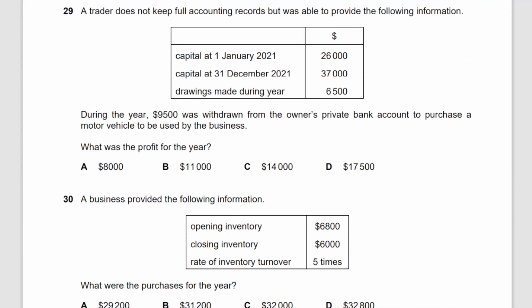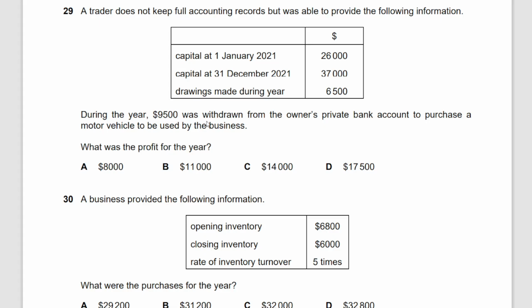We can keep moving with that. Question number 29. A trader does not keep full accounting records but was able to provide the following information. We have opening capital, closing capital, drawings. I like this one because there's one specific formula that I've been using for so long with all the students. I've mentioned this in the past as well. I just call it the magic formula. It is not called that in any of the books, I just call it that. It's a magic formula for your incomplete records chapter. Your whole incomplete records chapter is based on this equation: opening capital plus profit or minus loss, minus drawings, plus capital introduced, equals closing capital.